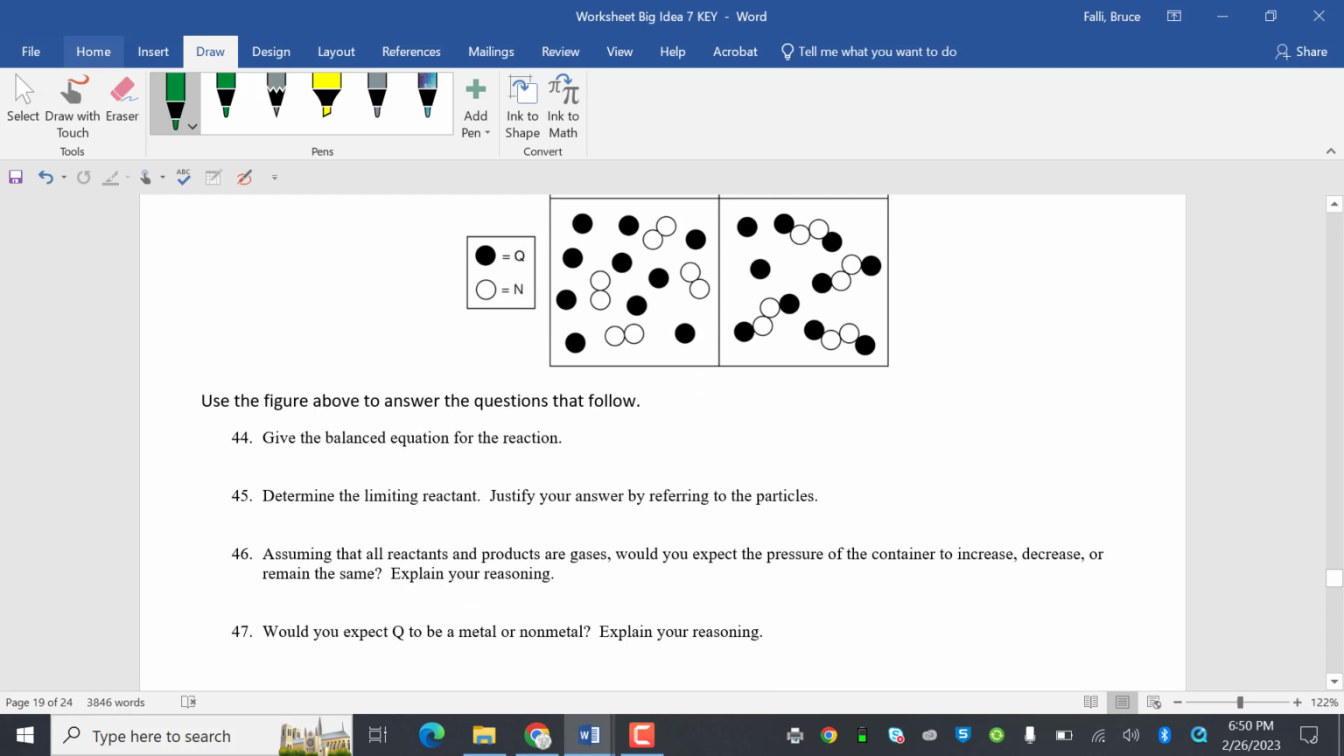Use the figure above to answer the questions that follow. Give the balanced equation for the reaction. So I've got Q plus N2, it's diatomic, will give me this little beastie, Q2N2. Is that a balanced equation? No, now it's a balanced equation. Okay, determine the limiting reactant. Justify your answer by referring to the particles. Okay, so I have leftover black dots. So the limiting reactant is double ring, which is N2, because it's all gone.